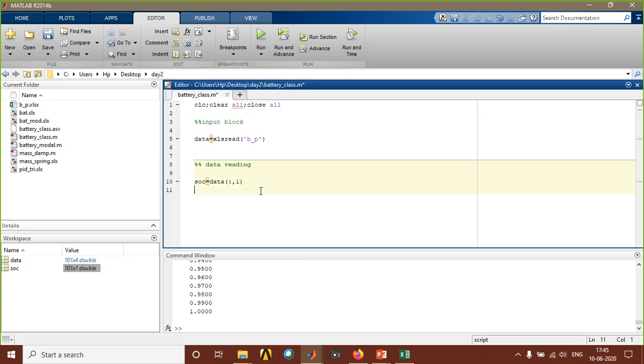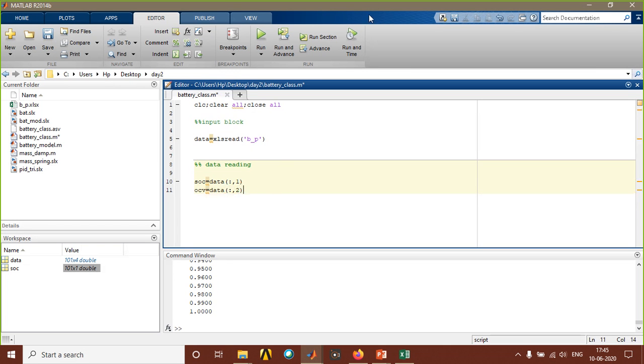Next I'm going to read OCV, open circuit voltage. So OCV equals the same data, open bracket, all rows of my second column. Likewise, next I want to write a command to read R charge and R discharge.